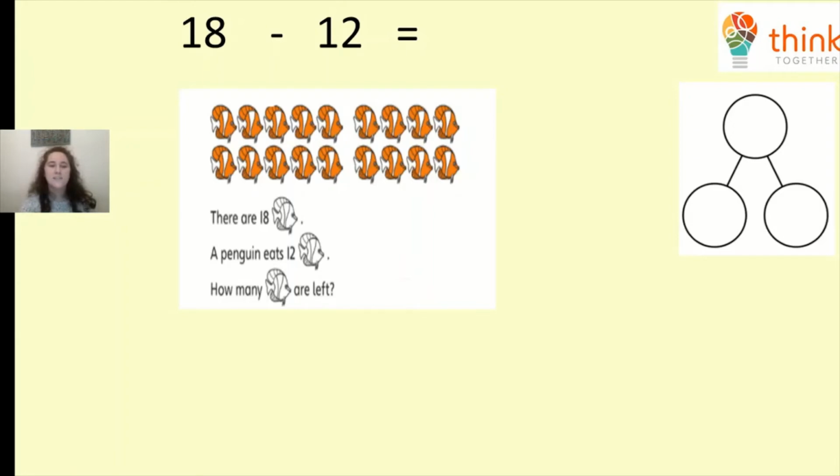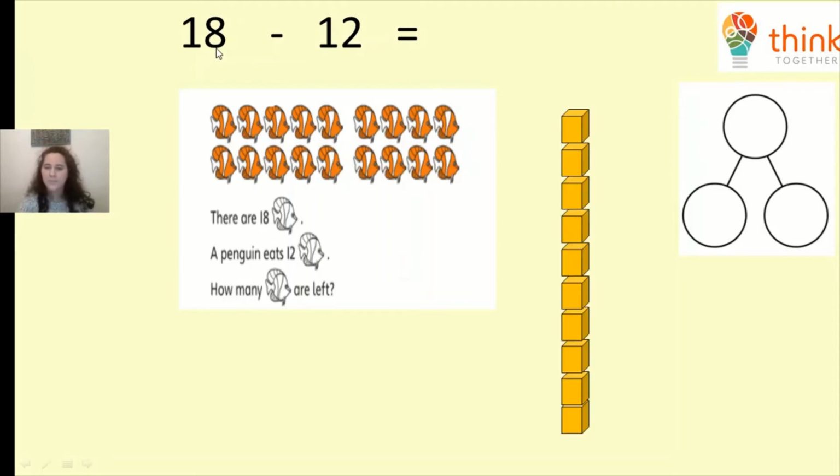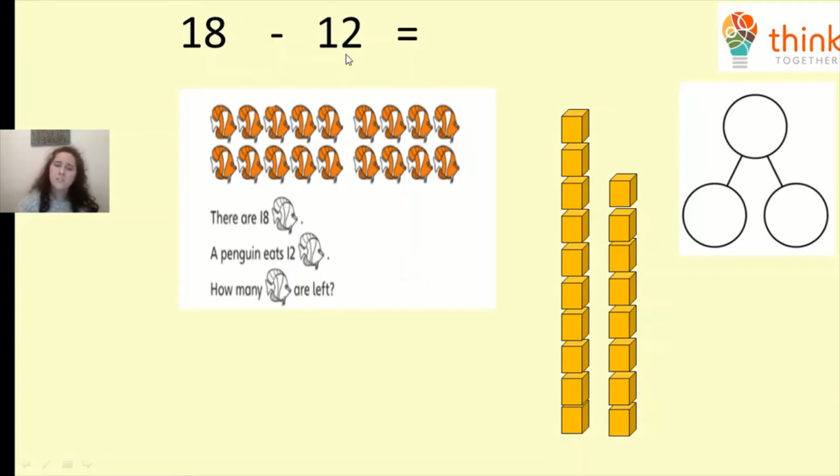Fantastic. I could split 18 into a group of 10 and 8 ones. So I'm going to do that now. There we go, there's my group of 10, and then 1, 2, 3, 4, 5, 6, 7, 8. I've got a group of 10 and 8 ones. Now, looking at my question, I now need to take away 12, but that would take me such a long time to do. Do you have an idea what I could do to help me?